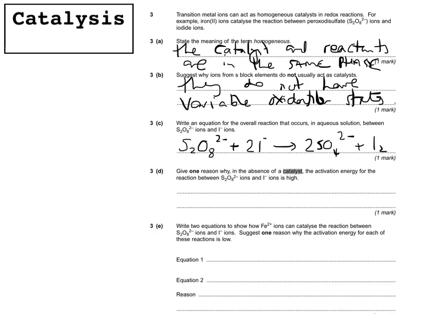And then give one reason why in the absence of a catalyst the activation energy for the reaction between peroxide disulfate ions and I- ions is high. That's because they're both negative, so the negative ions repel each other.